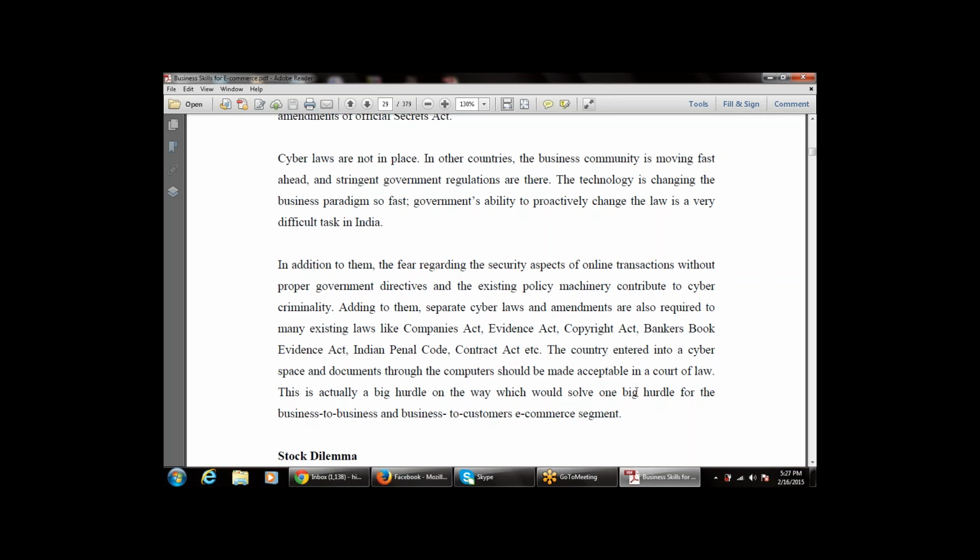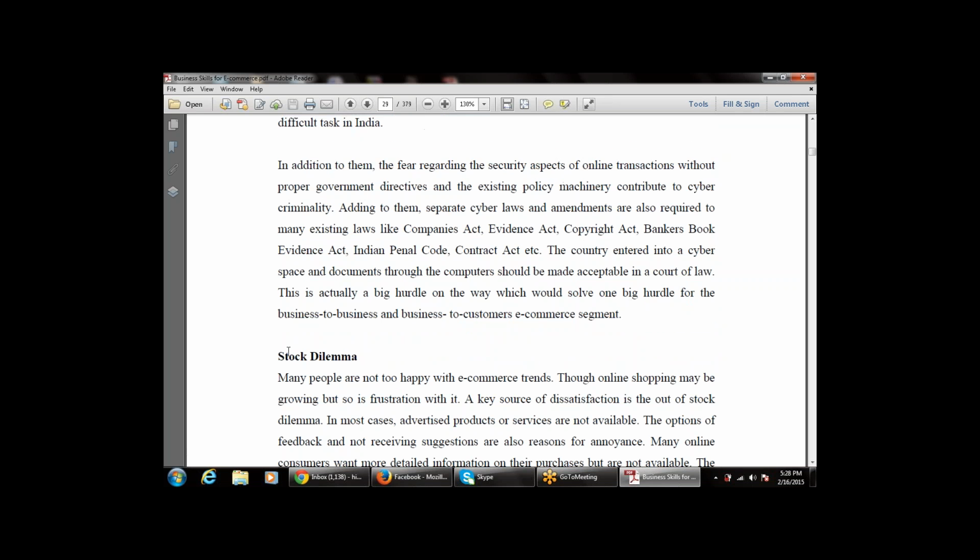This is a big hurdle, and solving it would remove one big barrier for business-to-business and business-to-consumer e-commerce transactions. Then the next limitation is the stock dilemma.